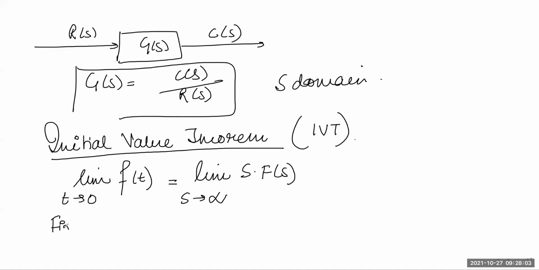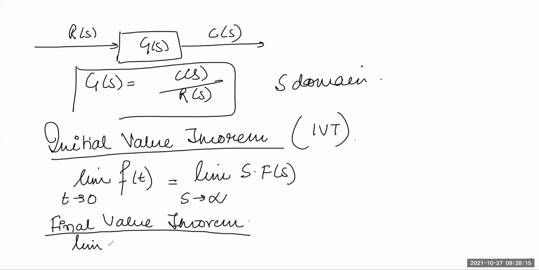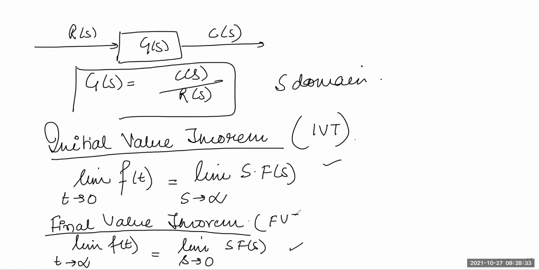Next comes the final value theorem. What will happen in the final value theorem? Here, the limit of f(t) as t tends to infinity is equal to, again in the S domain, S tends to 0 of S F(S). So these are the two very important theorems, FVT and IVT. Some applications of these theorems we can get later in some problems. I will make you do some problems on this, then it will be much clearer to you.